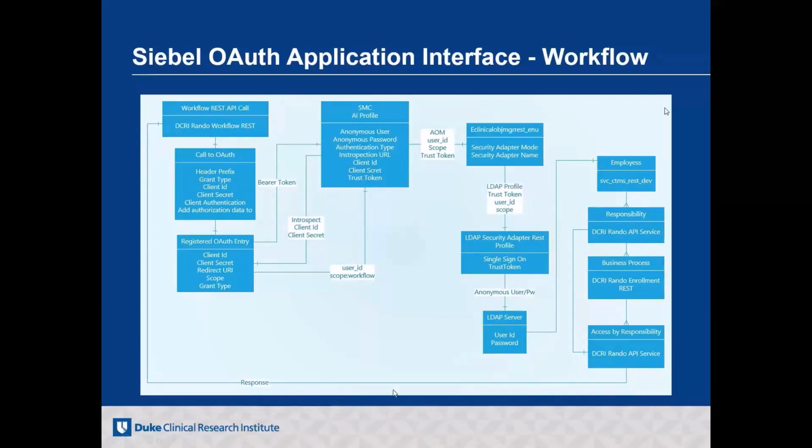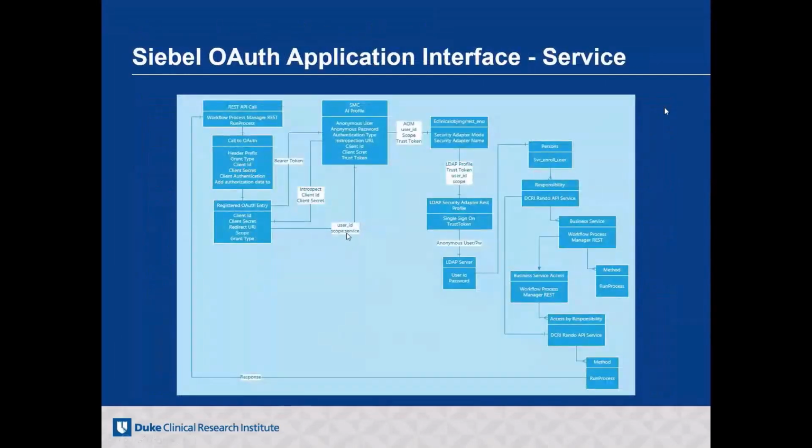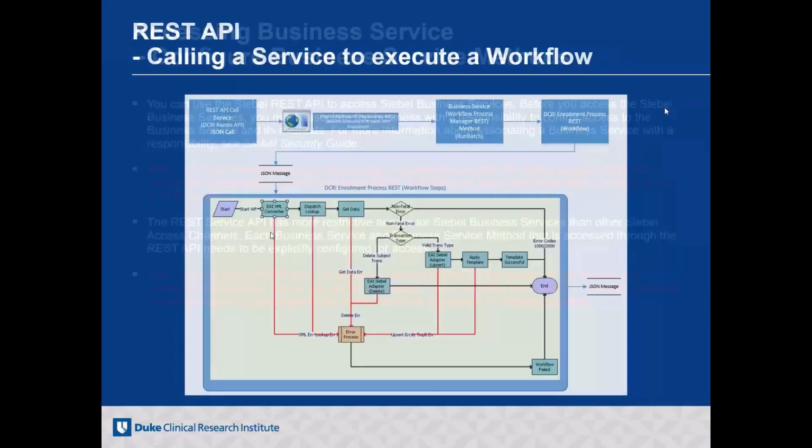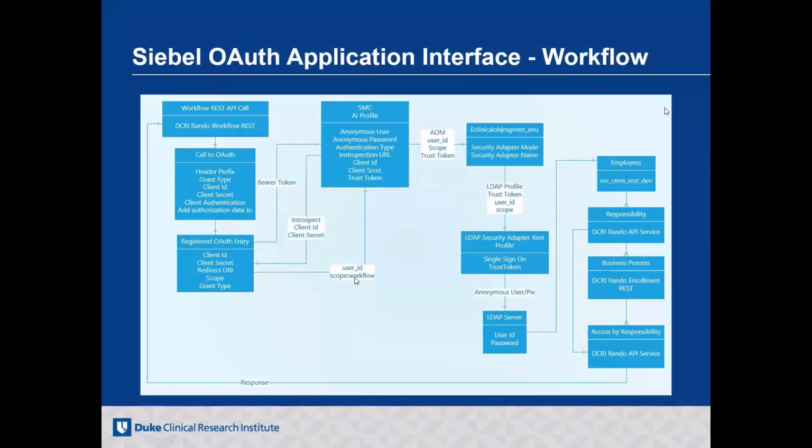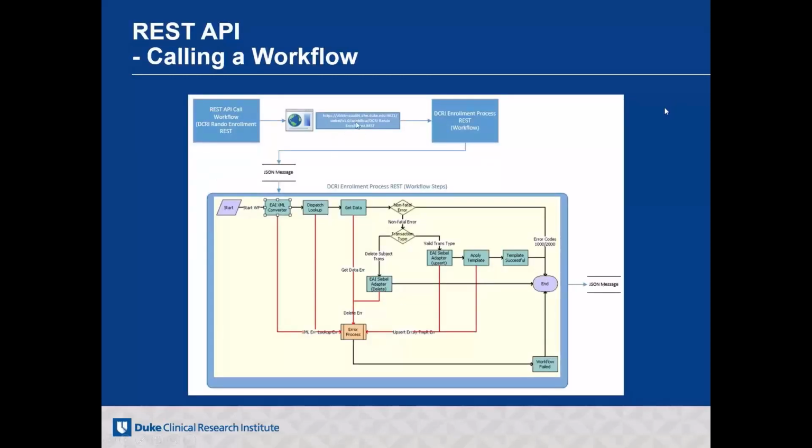This time, you have to set up your OAuth client so that the scope is workflow. When we did this with the other one, you'll notice the scope is service. So there are two different scopes, and those are how you get into the REST services. That's really critical in your OAuth setup. But everything after the SMC part is the same, except I don't have to call the business service that calls the workflow. I just call the workflow itself, and off it runs. It's the same process, the only difference is I'm calling the workflow directly. I'm still calling the same workflow.